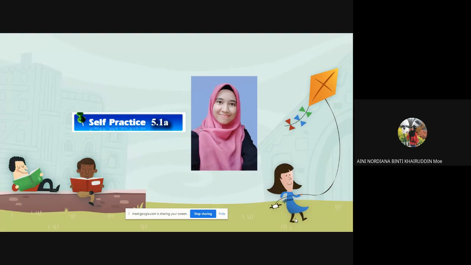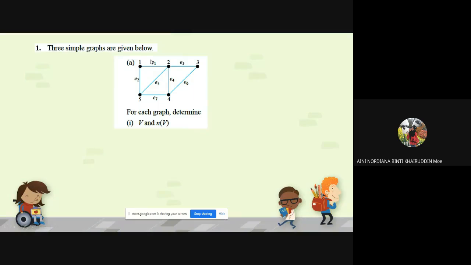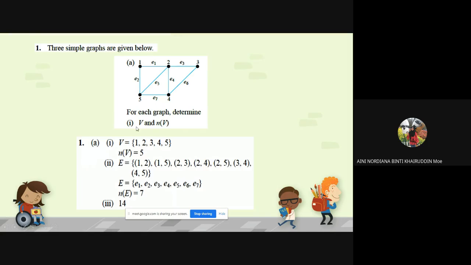Okay. Self-practice 5.1a. Question number 1, 3 simple graphs. This is A. So for V, this is the answer for number 1A. V is 1, 2, 3, 4, and 5. Number of vertex equals 5.